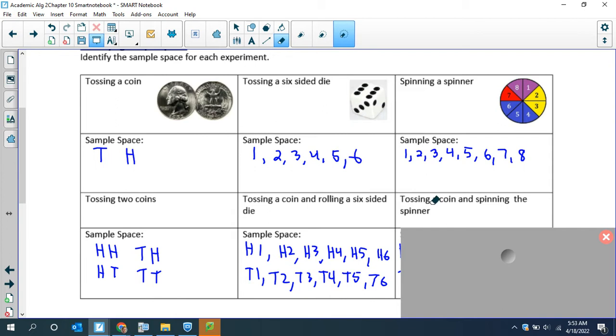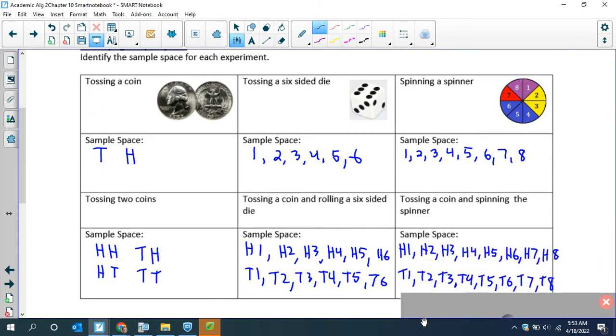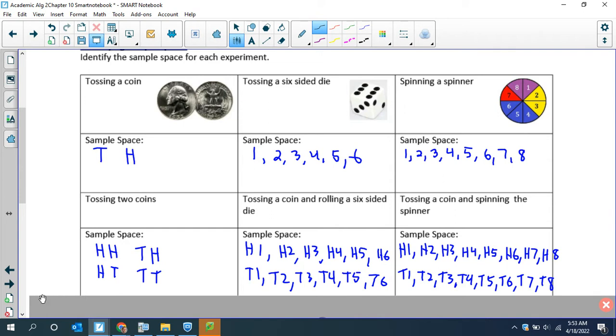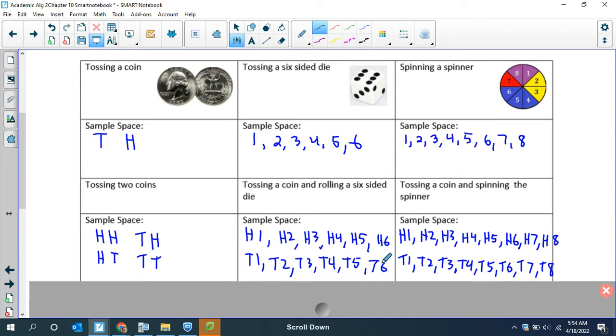For the last one, tossing a coin and spinning the spinner, we then have heads with all the numbers 1 through 8 and tails with all the numbers 1 through 8. So in this case, we have 16 total possible outcomes in our sample space, and we have the entire sample space right there. So again, sample space is the set of all the possible outcomes.